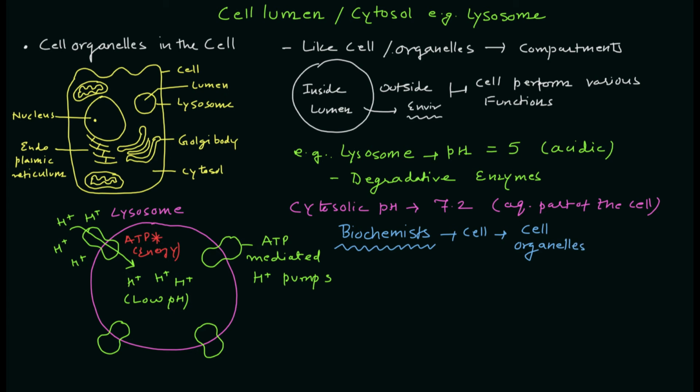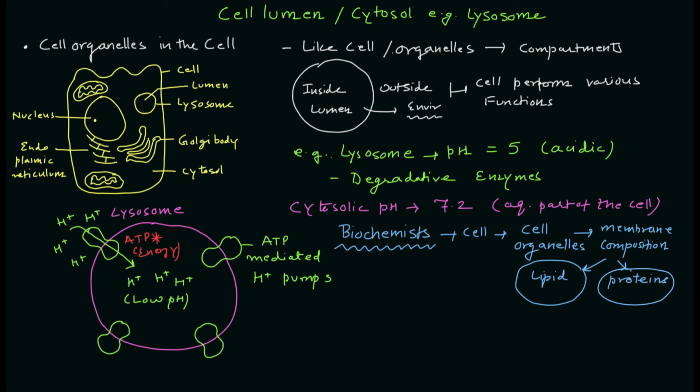So biochemists understand not only the lumen part, they will also understand the membrane part. They will also try to understand the proteins that are present on the membrane. This is important to understand the function of that organelle. It is important to understand the function of the cell. So they will study the lipid composition. They will also study the protein composition.